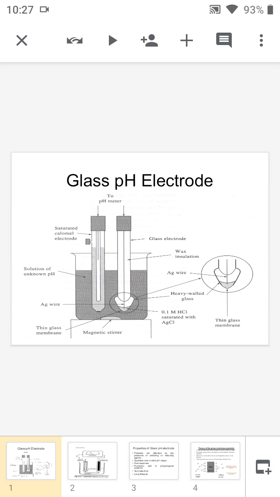As we discussed earlier, the glass electrode consists of a membrane which is dipped in the analyte solution, and one side of the membrane is shown by the inset here. Inside this glass electrode we have a silver wire, and it is filled with an acid solution, and there is a thin glass membrane at the tip of the bulb of that electrode, which is dipped in the analyte solution.